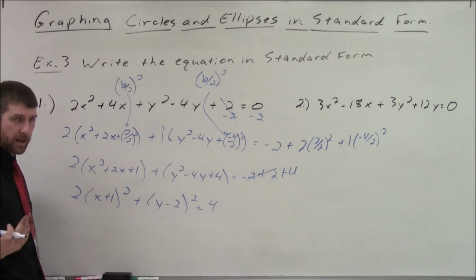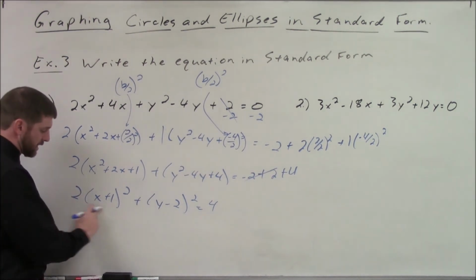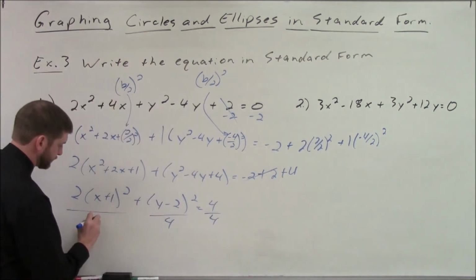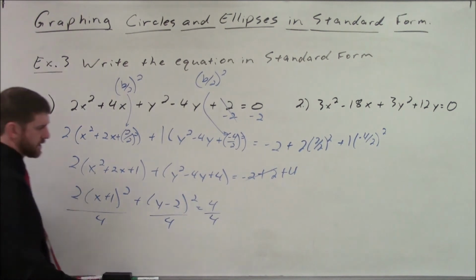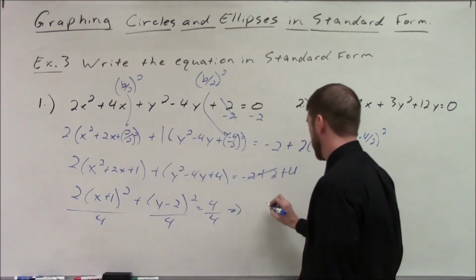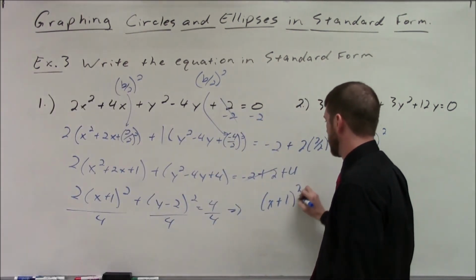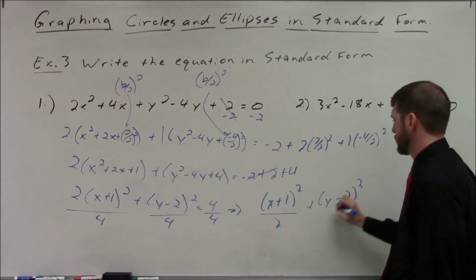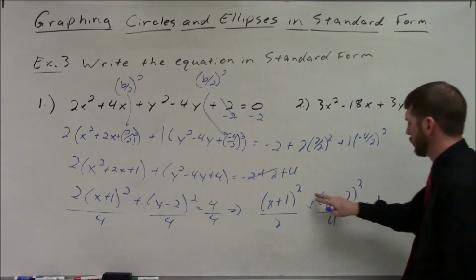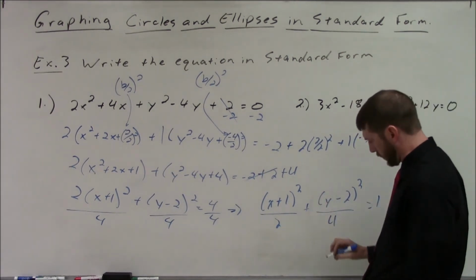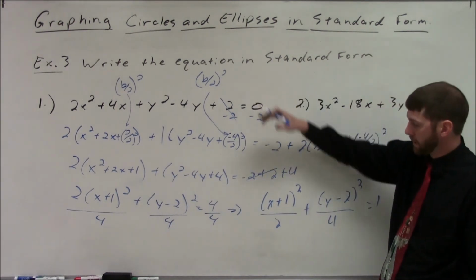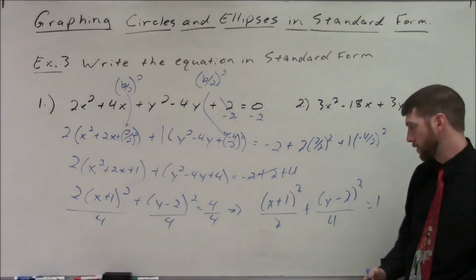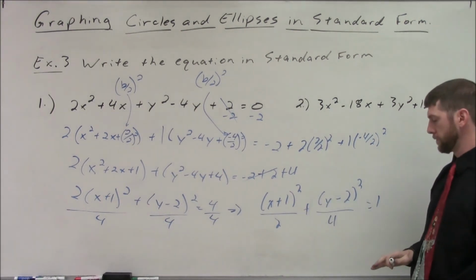So this is most likely an ellipse, so let's divide both sides by the 4 to get it all equal to 1. And then you reduce 2 over 4 is a half. So we're going to get (x plus 1) quantity squared over 2 plus (y minus 2) quantity squared over 4, and that's equal to 1. So we have taken it from expanded form and put it down here into standard form.